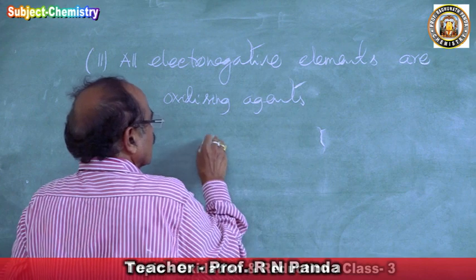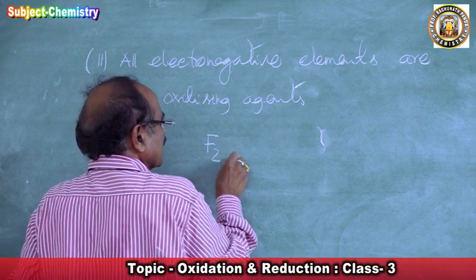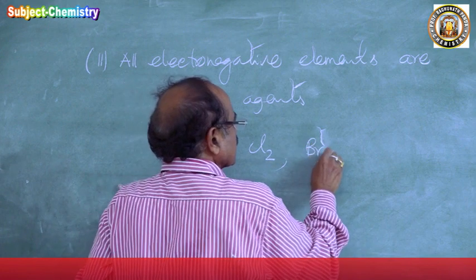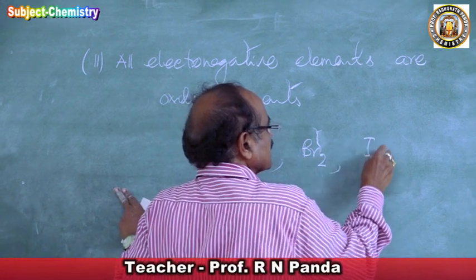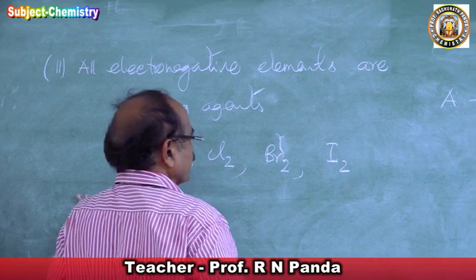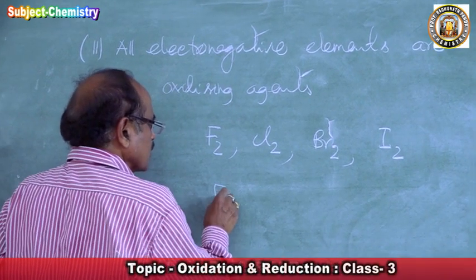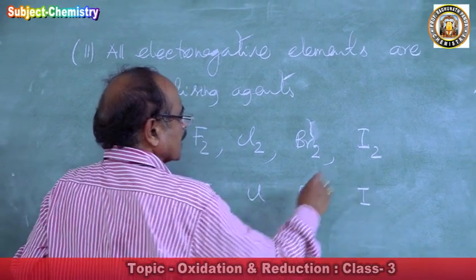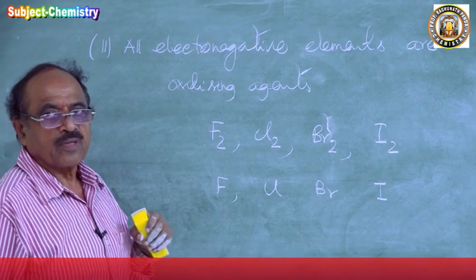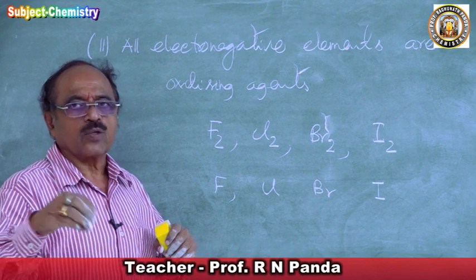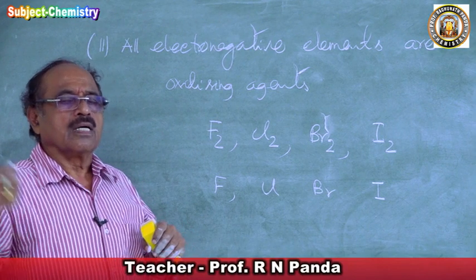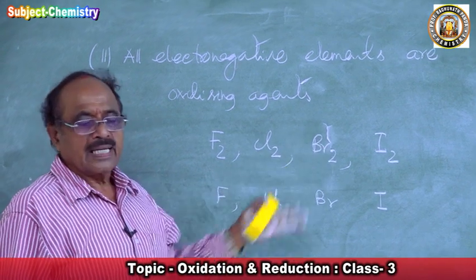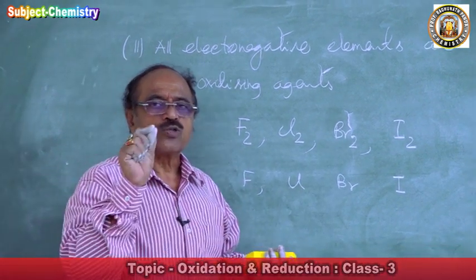Who are they? Chlorine is a strong oxidizing agent. Bromine is a strong oxidizing agent. Iodine gas is a strong oxidizing agent. Fluorine is also oxidizing. Chlorine, bromine and iodine atoms are strong. They can remove hydrogen. If you have any compound, add chlorine to it, and it will remove hydrogen from it. Because they have strong electronegativity.